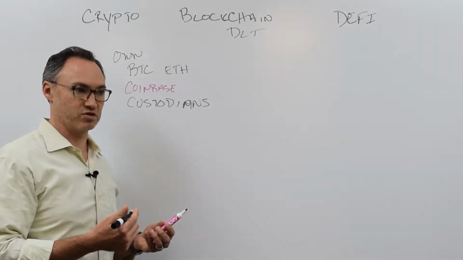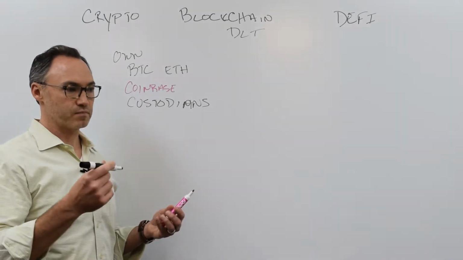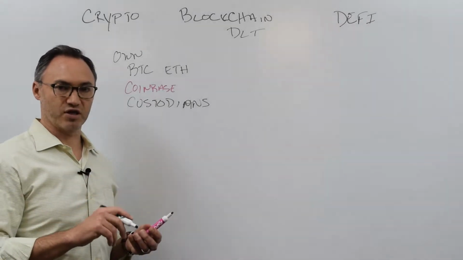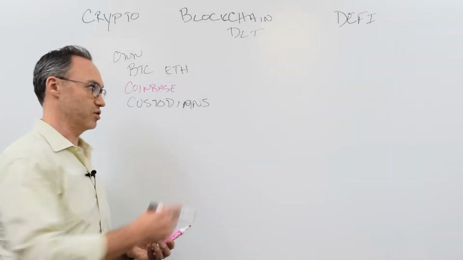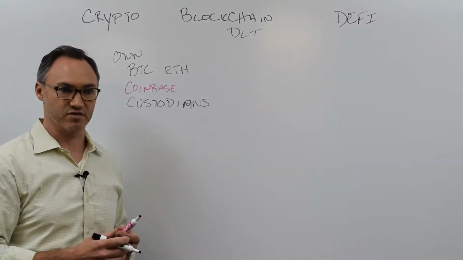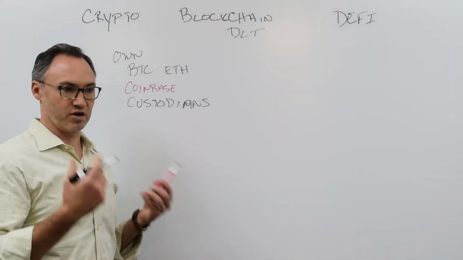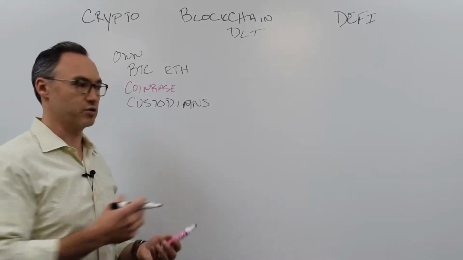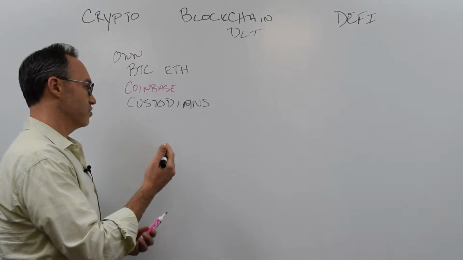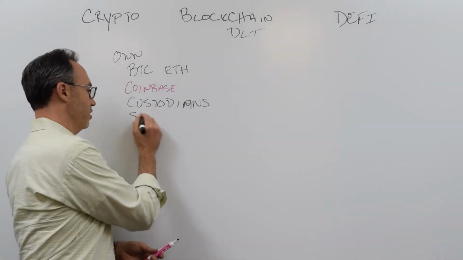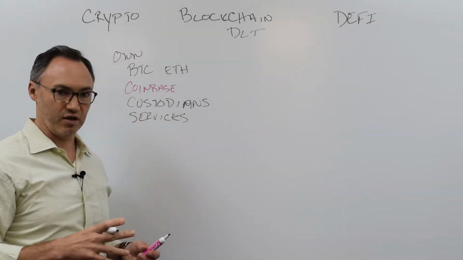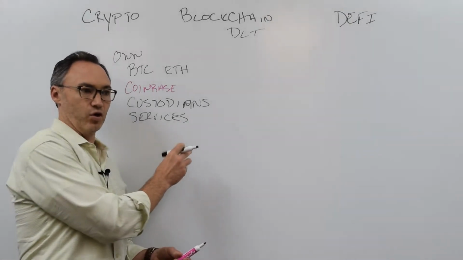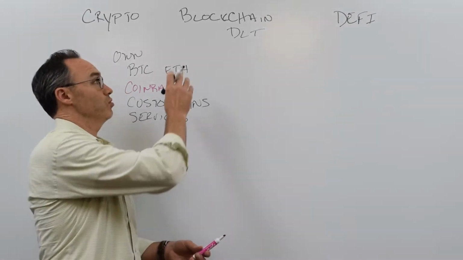Gemini is a crypto custodian. Anchorage just got a bunch of funding. They're an institutional grade crypto custodian. Coinbase has custody services. So there are a lot of crypto custodians out there holding crypto as an asset class. There are also companies providing other services and products, whatever it might be, addressing the goals and desires of people who are holding this as an asset class.